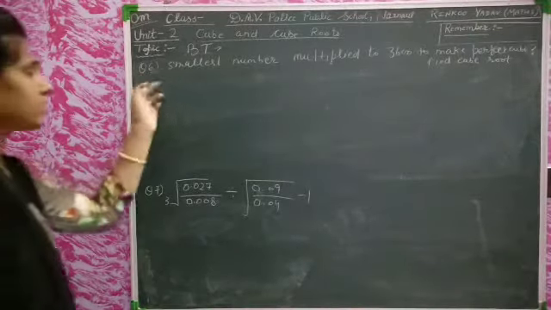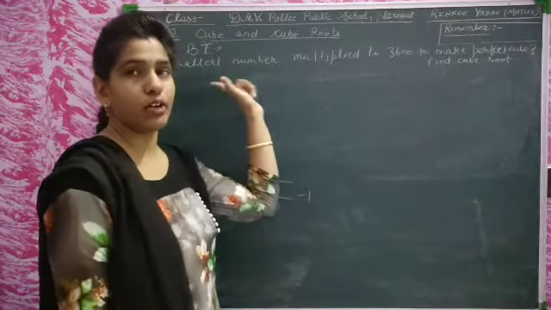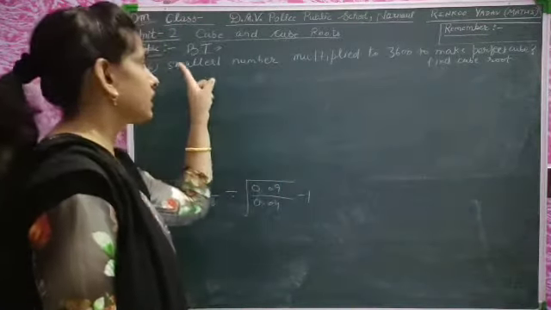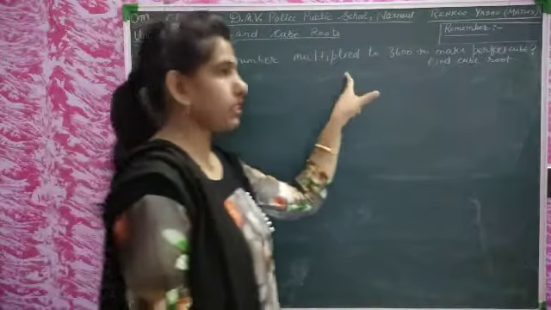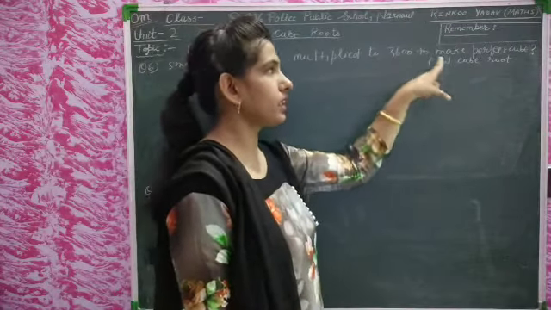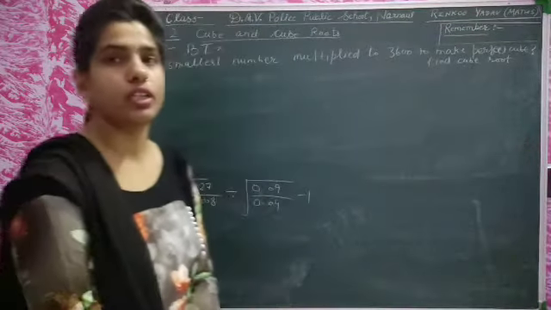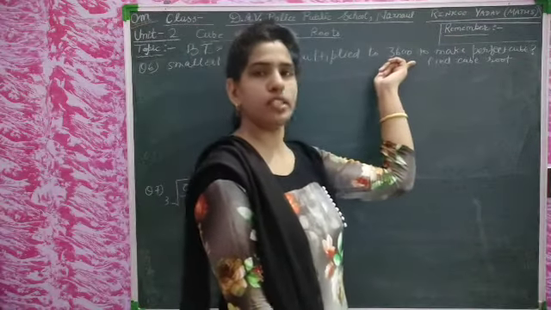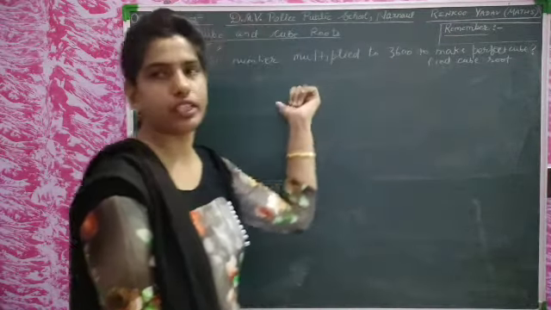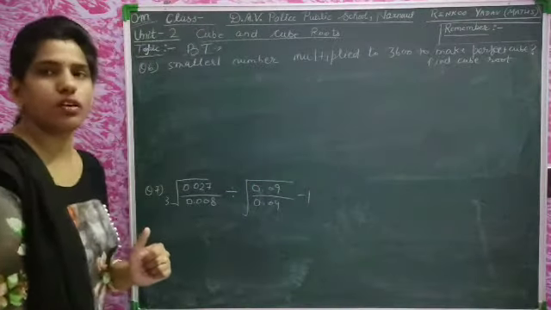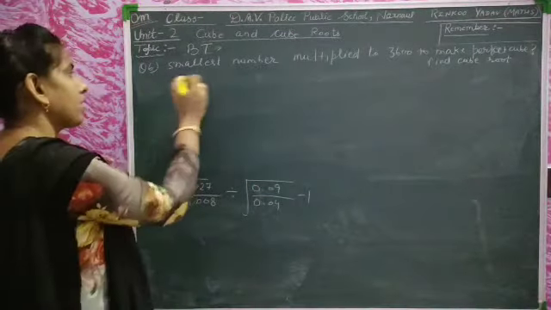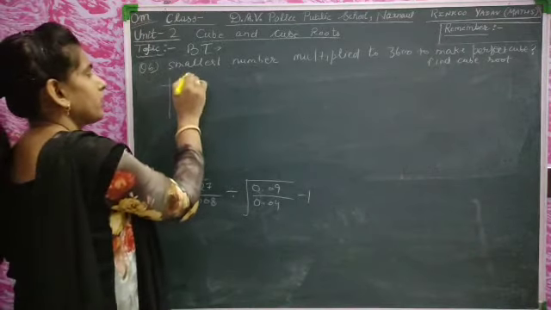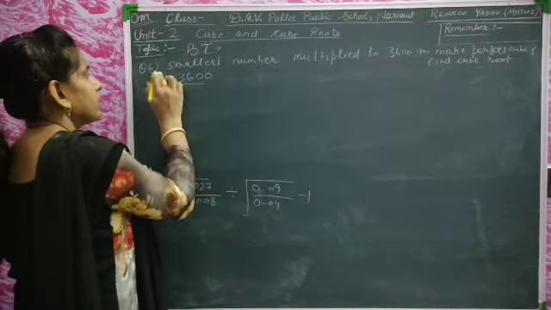Now students, you are seeing in question number 6, we have to find here the smallest number multiplied to 3600 to make it a perfect cube. So we have to multiply this number by the smallest number we have to find here. We have done all the questions like this by prime factorization. So we will do here the prime factorization.